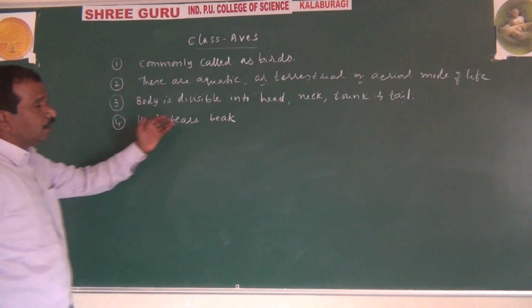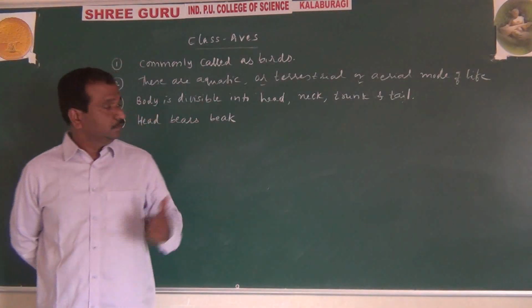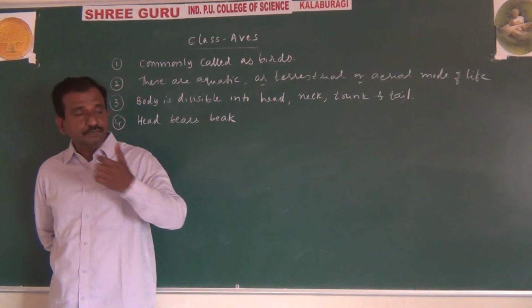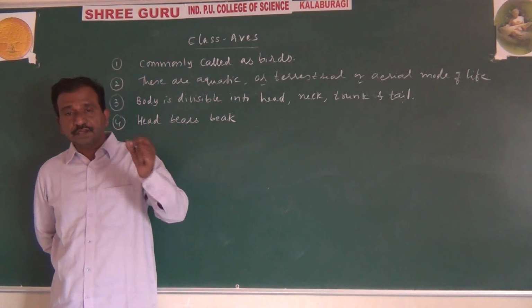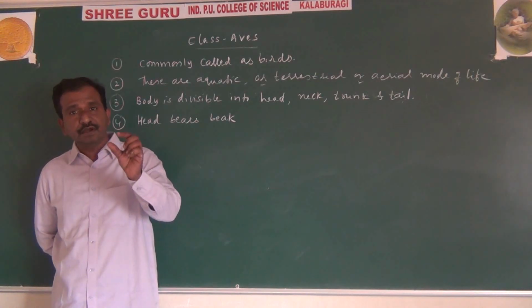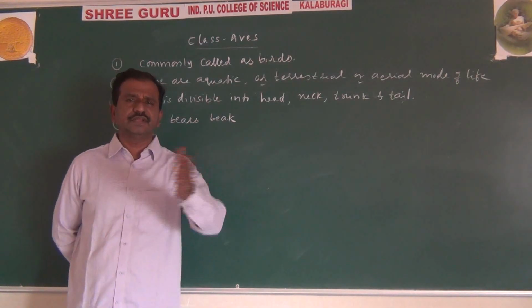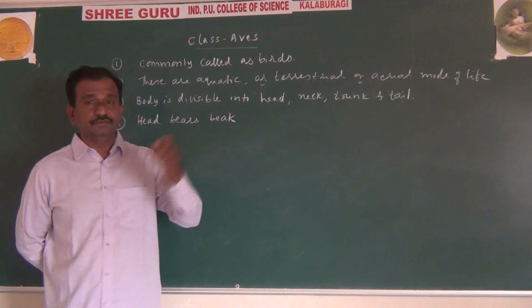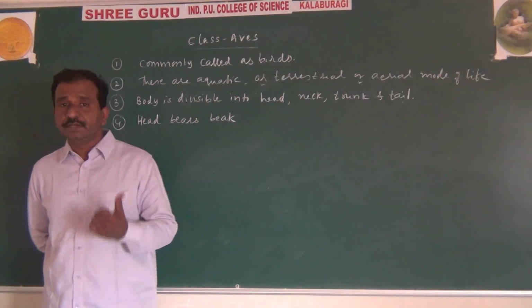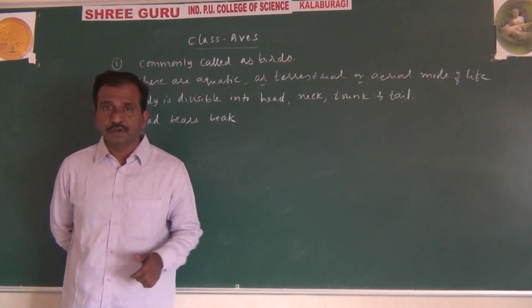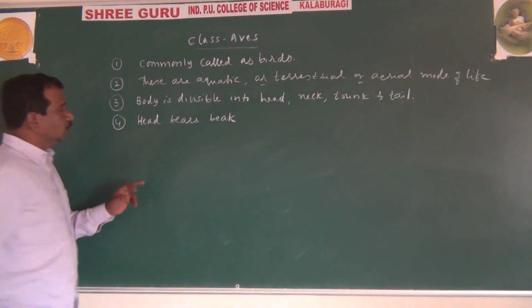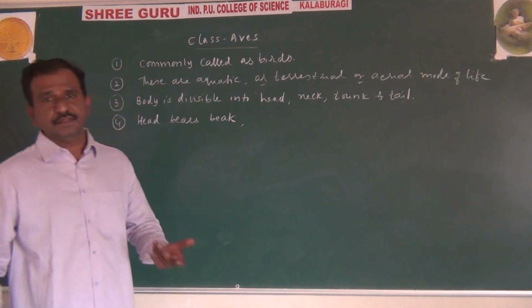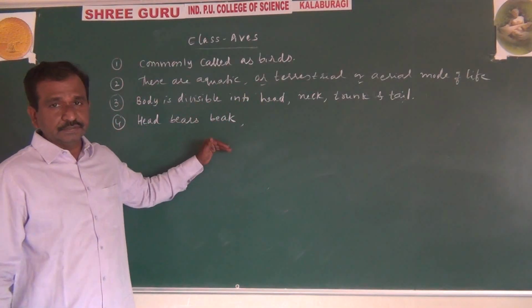The jaws contain a horny sheath, because the beak does not contain teeth. That horny sheath is mainly meant for crushing or cutting the food material partially, not grinding as takes place in the human body. So the head bears a toothless beak, and teeth are normally absent in that region.